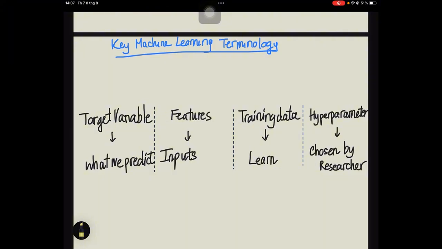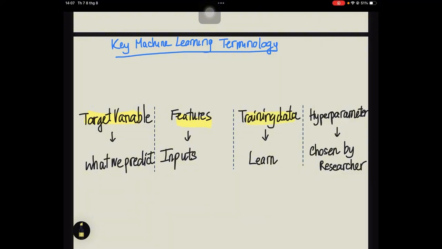The target variable is what we want to predict. For example, next month's stock return or whether a borrower will default. And features are the inputs: revenue growth, interest rates, debt ratio, inflation, market volatility, anything that may help explain the target. The training dataset is historical information used to teach the algorithm.